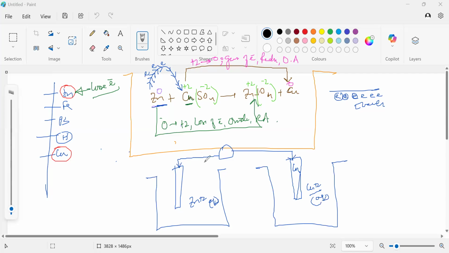Fine. Now this is the half cell you are taking, right? We are taking two half cells because of the question in your board papers: if we take a single beaker, then zinc will be transferring the electron in the solution itself, and we won't be able to harness the electrons, right? Isn't it? So that's the way we do, right?